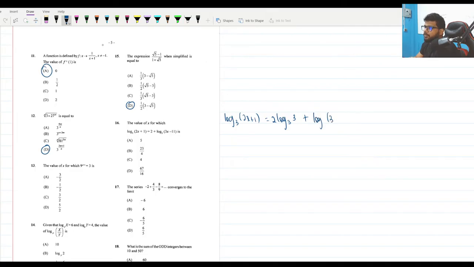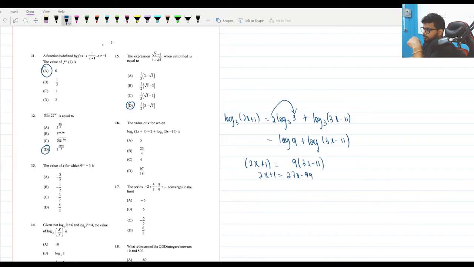Okay, 3x minus 11 to base 3. I'm bringing this on top here. This becomes log of 9 plus log of 3x minus 11. When we add logs with the same base, we multiply the numbers: 9 into 3x minus 11. I'll have the same base on both sides, so I'll remove logs. 2x plus 1 is equal to 27x minus 99. Move the x: minus 27 plus 2 is minus 25x, minus 99 minus 1 is minus 100, so x is equal to 4.